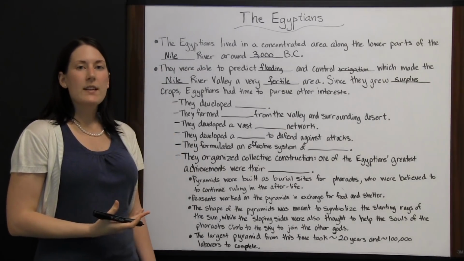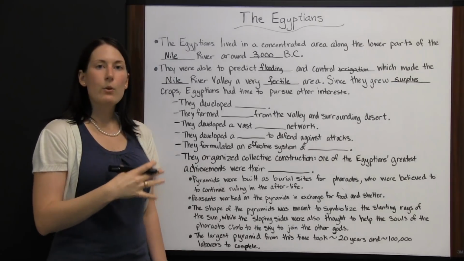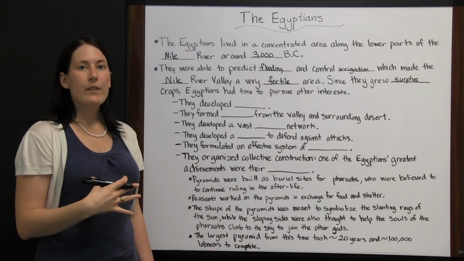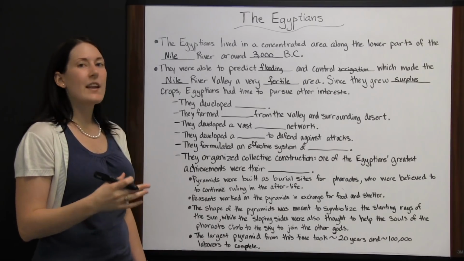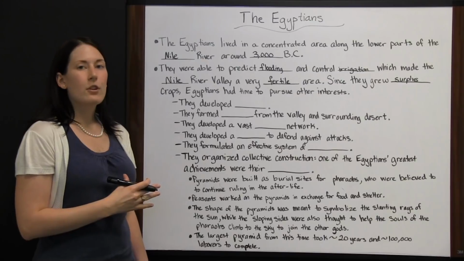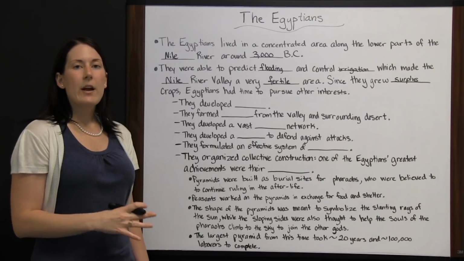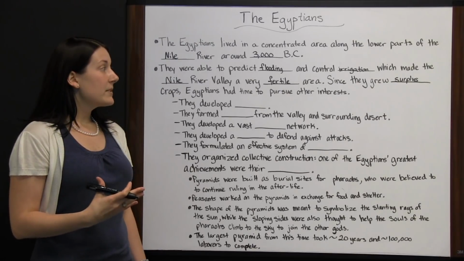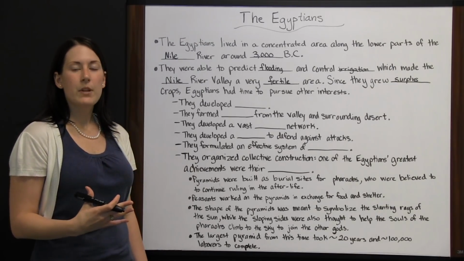So the Egyptians lived in the Nile River Valley, the land along the lower part of the Nile River, and they could predict when floods would occur, and they also had control of irrigation techniques. So they were able to farm a lot of that land and grow enough crops that they had plenty to spare.